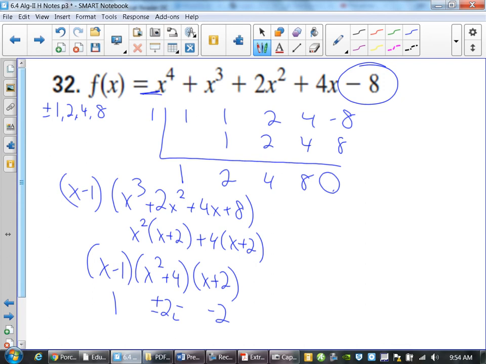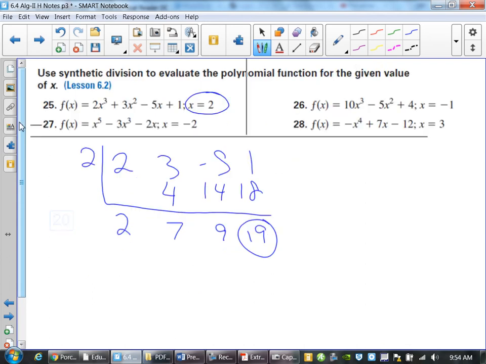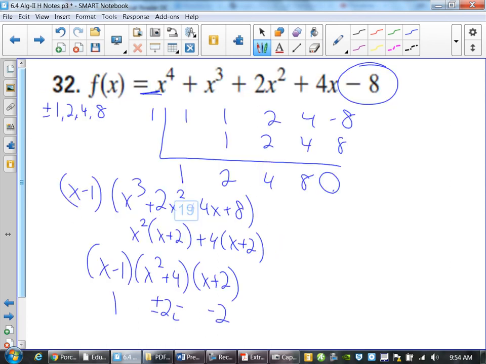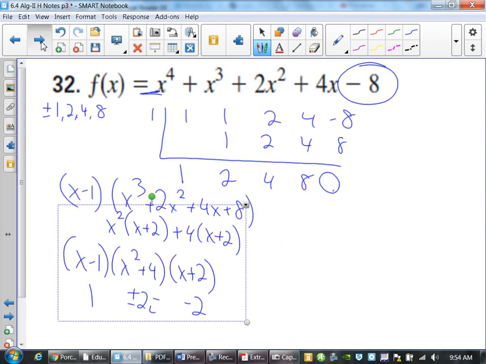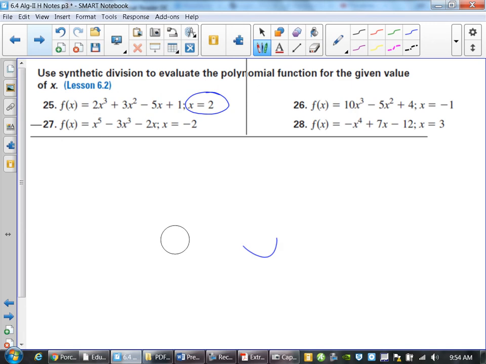But all you're doing for tomorrow-wise is using it for substitution, just so you get the hang of it. Like I said, synthetic substitution, synthetic division is really quite simple to use. It's just a matter of doing it enough, that's all.